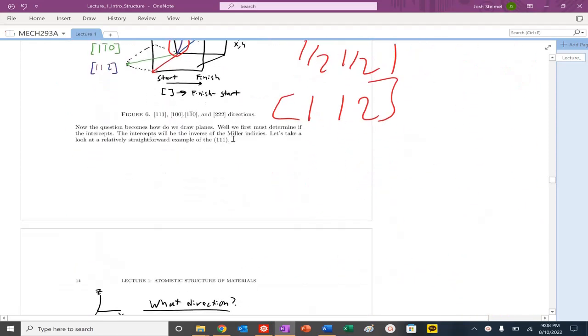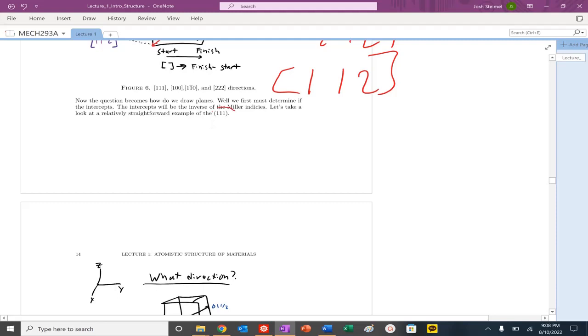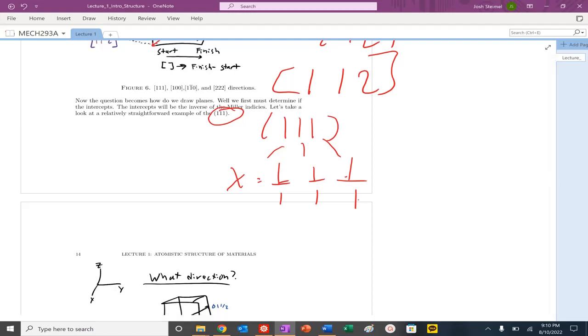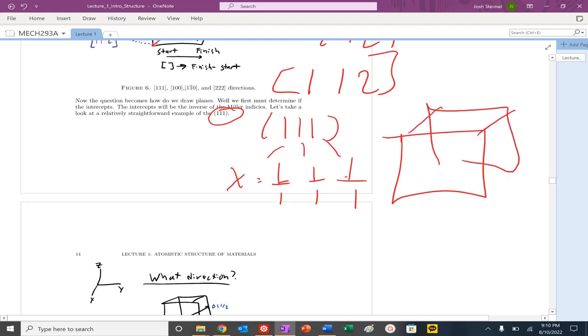So how are we going to draw planes? Let's look at the (111) plane. These are my Miller indices, hkl. In each of these, if I want to find my intercepts, I'm going to take the reciprocal. So my x-intercept is going to be 1 over 1, 1 over 1, 1 over 1. Those would be my intercepts, so x, y, and z intercepts. If I draw the (111) plane, it should look like this: 1, 1, 1, here, here, and there we go.